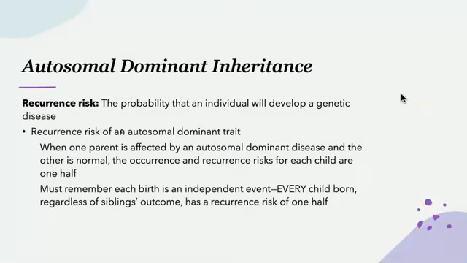Okay, and then we have recurrent risk. This is the probability that an individual will develop a genetic disease. For autosomal dominant, when we have one parent that's affected by an autosomal dominant disease and the other parent is going to be unaffected or normal, then the occurrence and the recurrence risks for each child are going to be 1/2, or think 50%. We have to remember that each birth is an independent event. So every child born, regardless of their siblings' outcome, has that recurrence risk of 1/2.